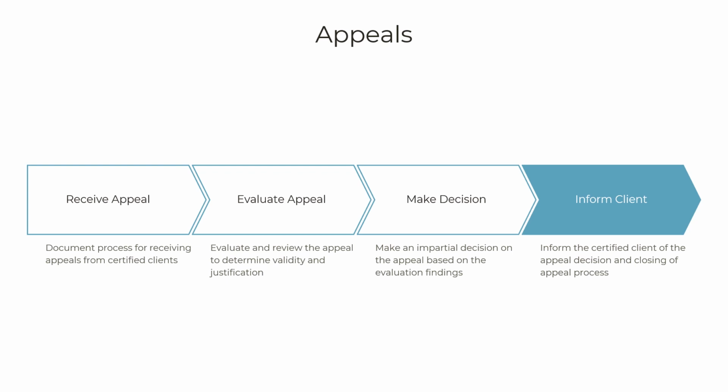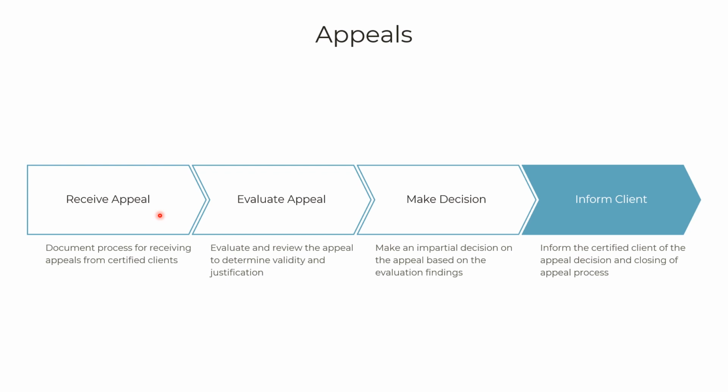The appeals process is a critical component of any certification system, providing a fair and transparent method for addressing any disagreements that arise from an audit's conclusions. Here's how the process unfolds. Firstly, we receive the appeal. This initial step involves documenting the process for receiving appeals from certified clients. It's important that this procedure is clear and accessible, ensuring that clients understand how to file an appeal.